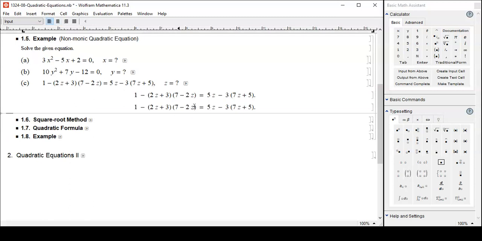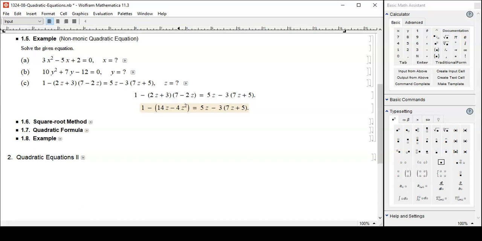Let's break up these. FOIL. First, 2 times 7, so 14z. And then last, 2 times negative 2, so negative 4z squared. And then inside, 3 times 7, so plus 21. And last, 3 times negative 2, negative 6z. Did I break up correctly?